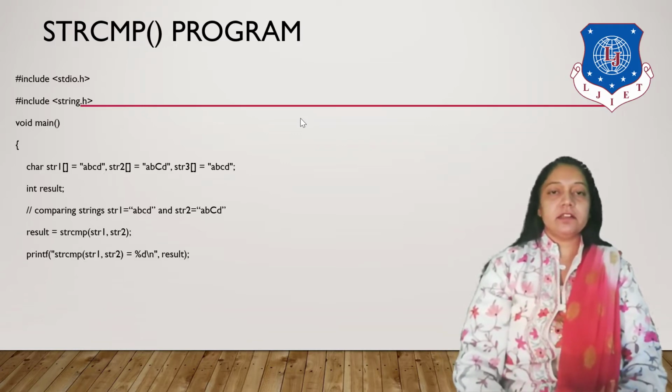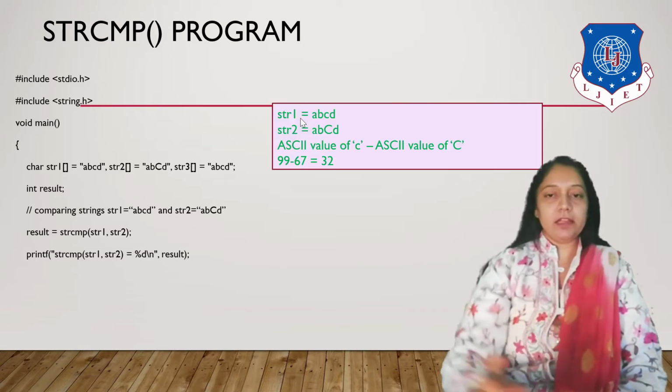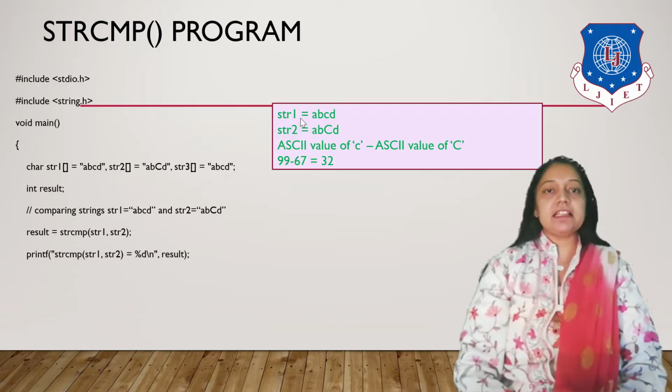Now, as you can see here, I'm using the string compare function and comparing the strings str1 comma str2. Whatever result I get is stored in the variable result. In str1 I have all abcd. In str2 I have abcd but C is capital, which means there is a mismatch of one character. One is small and in the other string C is in capital letter. So let's see what result I get when I display the value. In str1 I have abcd. In str2 I have a, b, capital C and d.